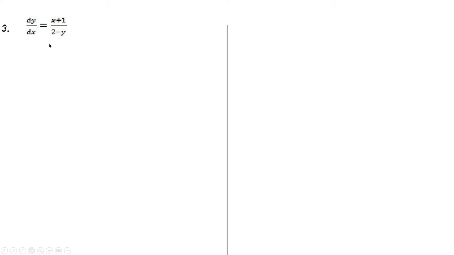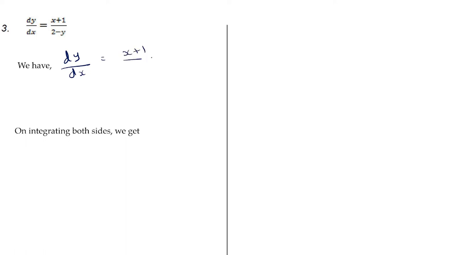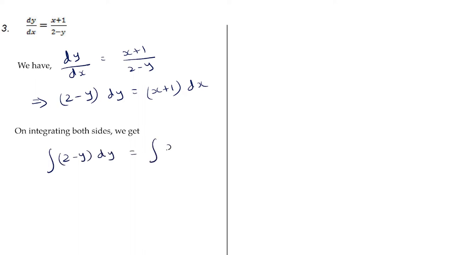Next question, dy by dx equal to x plus 1 upon 2 minus y. So we have dy by dx equal to x plus 1 upon 2 minus y. Using variable separable, it is 2 minus y dy equal to x plus 1 into dx. On integrating both sides, we get integral 2 minus y dy equal to integral x plus 1 dx. We can integrate directly also. This is just for clarification.